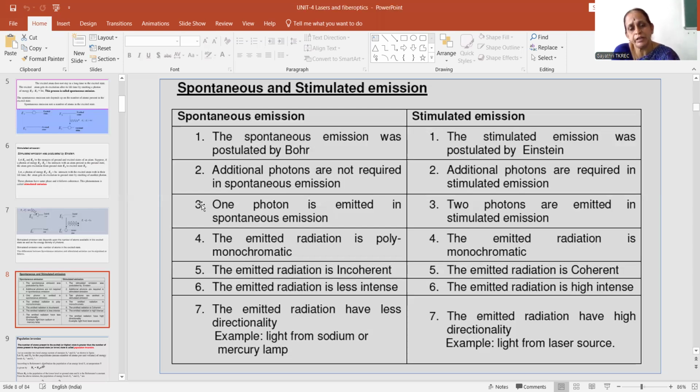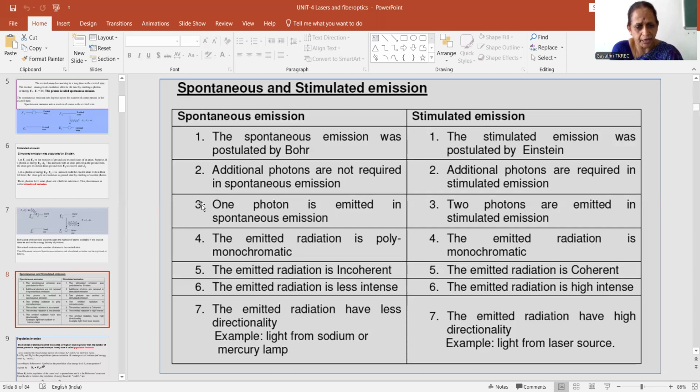Here, the emitted radiation is polychromatic, meaning it has more wavelengths. The emitted radiation in the case of stimulated emission is highly monochromatic. The emitted radiation is incoherent, and in the case of stimulated emission, it is highly coherent. Next, the emitted radiation is less intense. The emitted radiation is highly intense in the case of stimulated emission.